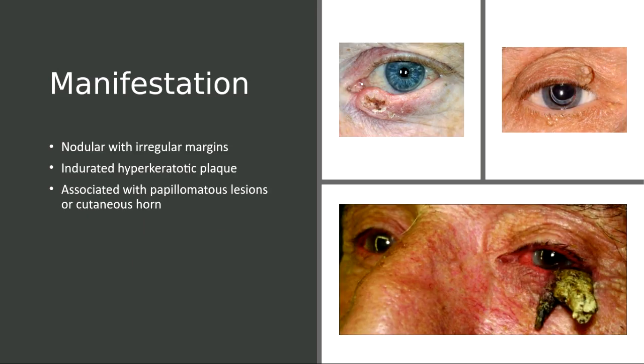So how does it manifest? It looks nodular with irregular margins. It can be indurated with hyperkeratotic plaques. So there we see a plaque forming on here. It could be a papillomatous lesion here, and so these would be very suspicious. And if you saw a cutaneous horn, I wouldn't have to ask you twice that these things need to be removed and sent off for testing. All right.